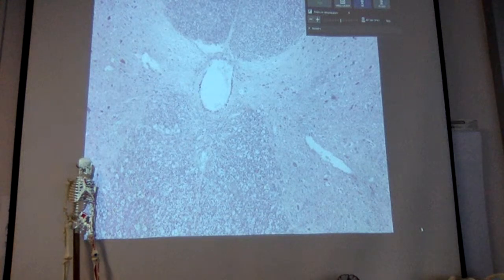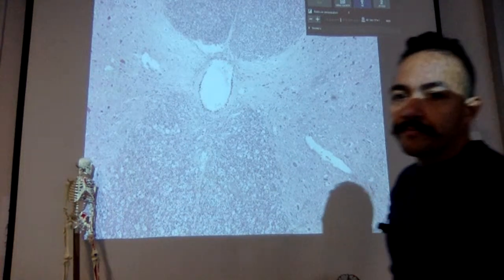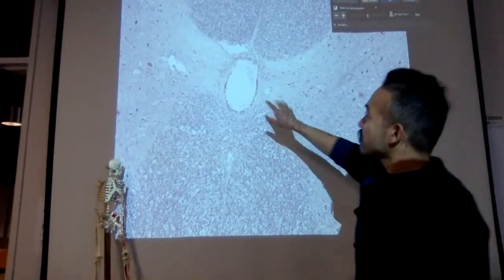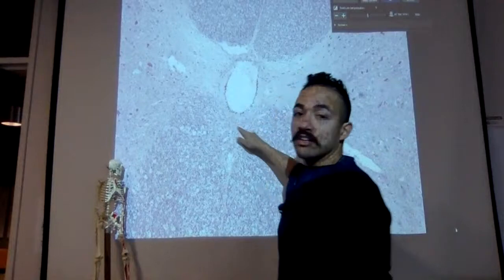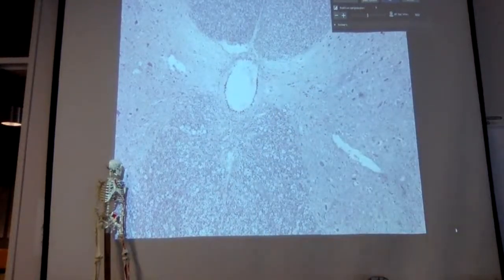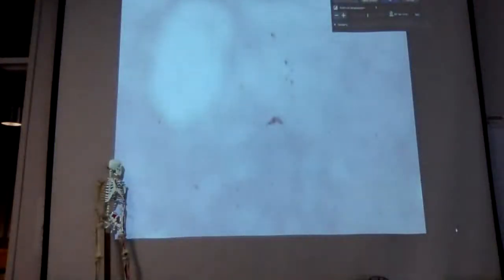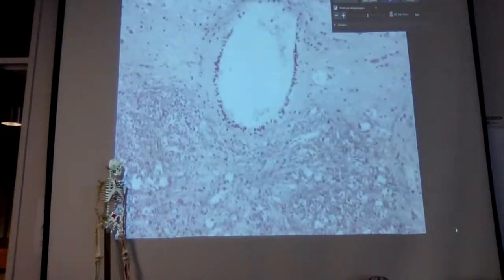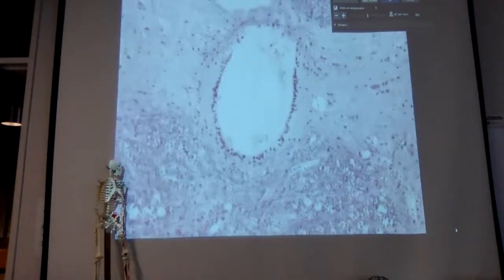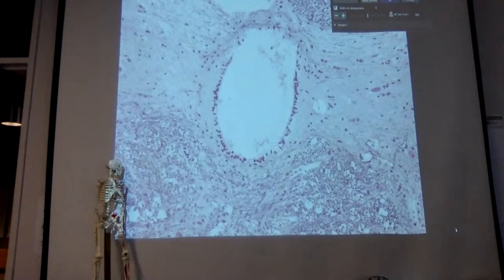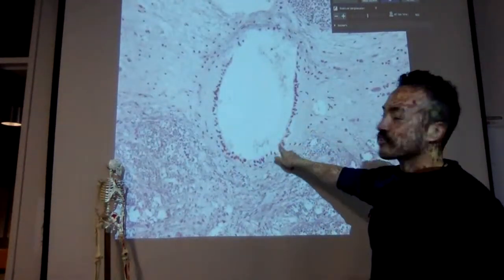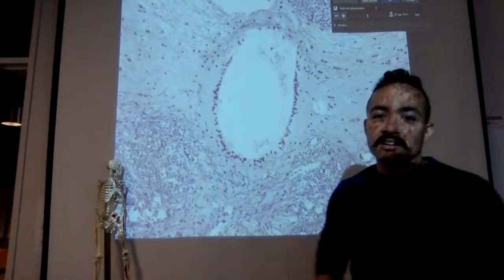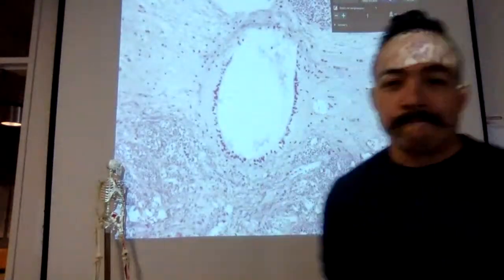So we're looking at a spinal cord. This is the very center of the spinal cord. It's called the central canal. I'm going to magnify on this. We're at 100x plus some more. What cell type is this? It's lining the central canal. What cell type is that?